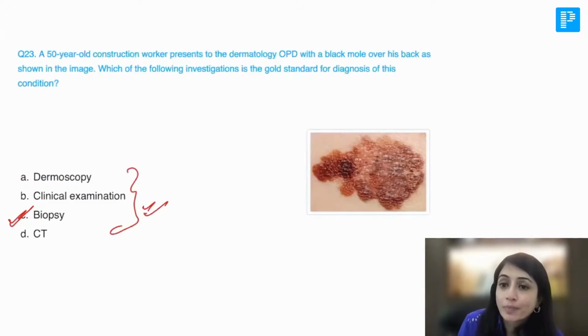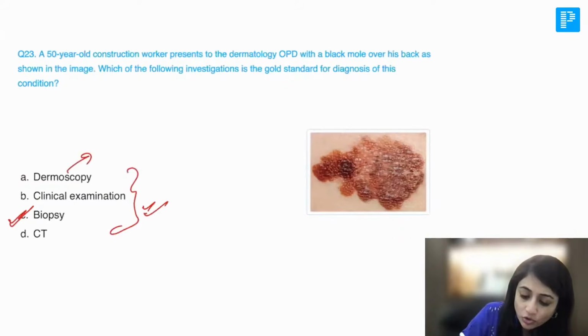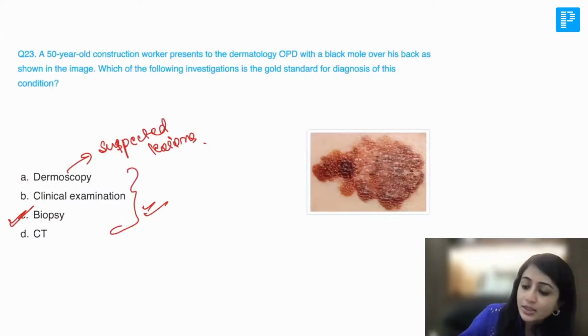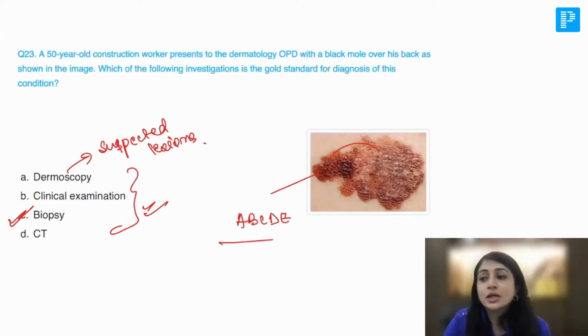If you're just suspecting malignant melanoma, you do a dermoscopy in suspected lesions, and if you're still suspicious, you go for biopsy. However, sometimes dermoscopy gives you a clue that it is not a melanoma, and then you do not go for biopsy. And this is malignant melanoma because of the ABCDE rule. You see asymmetry, border changes, color changes. So all of this is there, and you have to think of malignant melanoma.